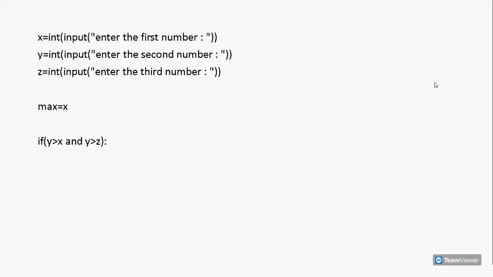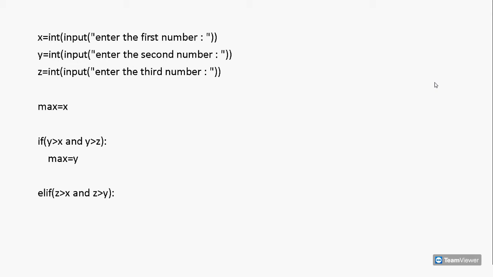Then to check if the second variable y has the largest value, we will compare it with x and z by using the statement if y greater than x and y greater than z. And if this condition is true, it means y is the greatest, so we will assign the value of y to variable max by using the statement max equal to y.